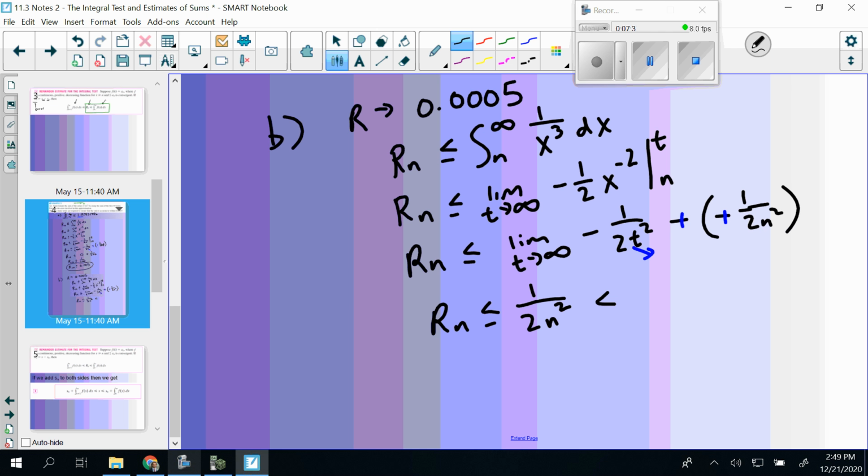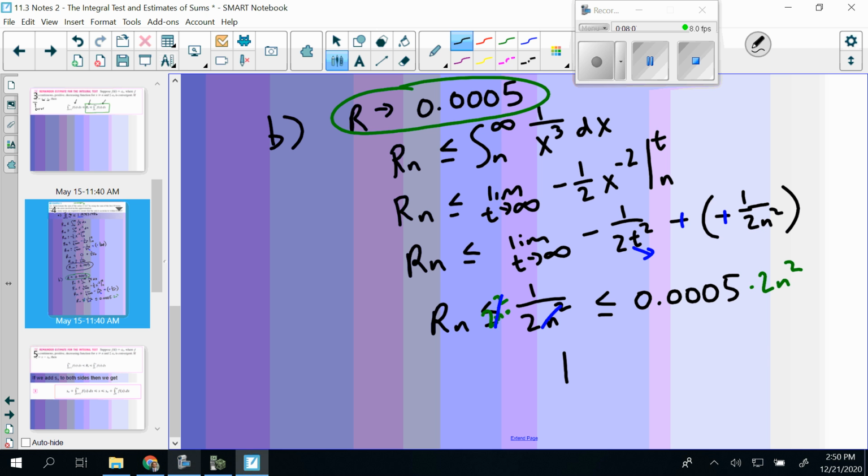So if that is what our R of n is, we want to make sure that this ends up being less than or equal to 0.0005. We want to make sure it's less than that. We want to now solve this out. So what n value is going to make this true? To solve this, let's start by multiplying both sides by 2n squared. That'll get rid of our denominator down here. So now this side, we just have 1. On this side, we're going to have 0.0005 times 2n squared.